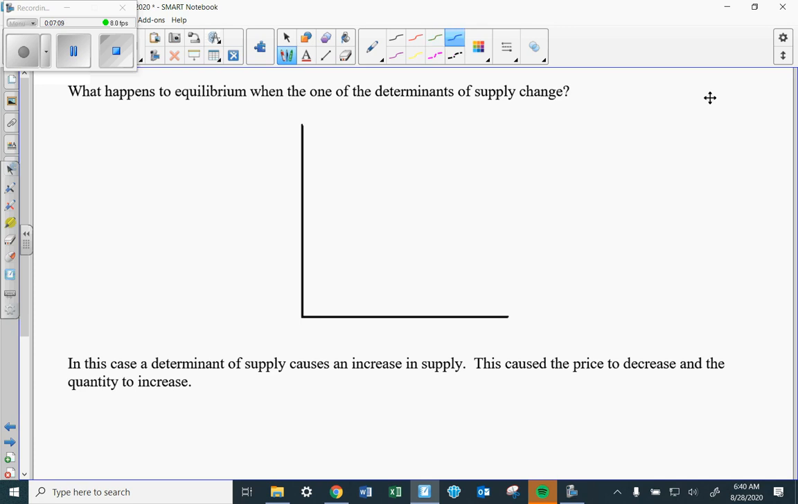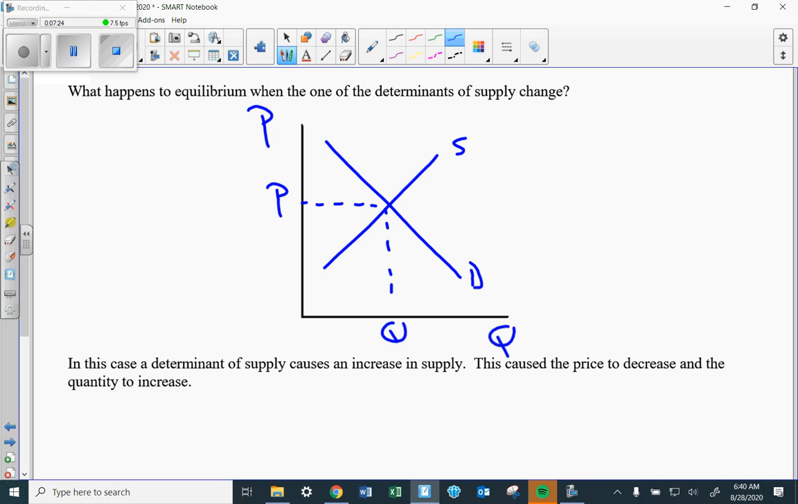Okay, once you've stopped and rewound, now you're back to here. I'm going to show you what happens when a determinant of supply changes. So this is a case where we start off at equilibrium. We've got our equilibrium price and our equilibrium quantity. And what we're going to do now is cause an increase in supply.